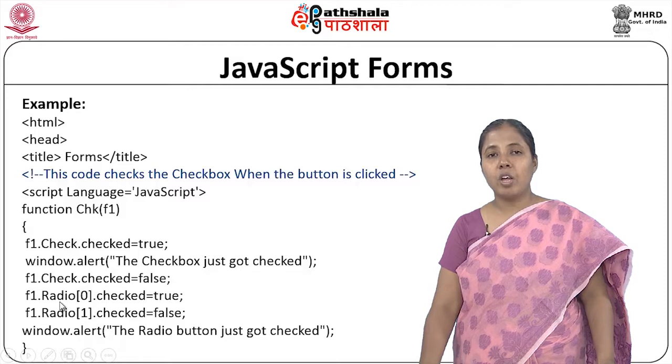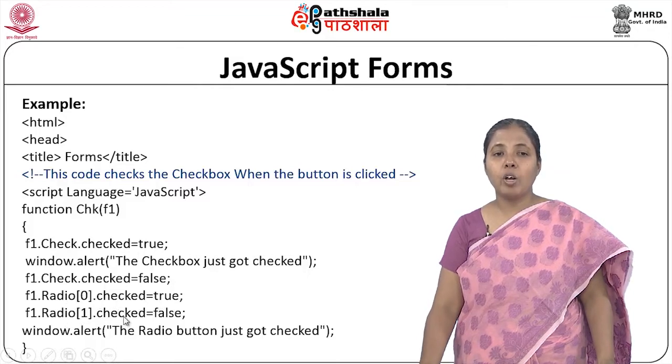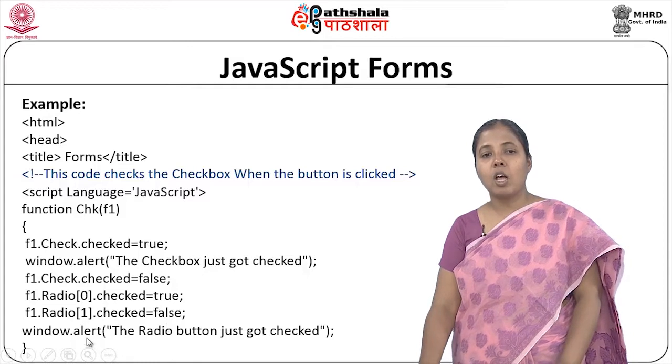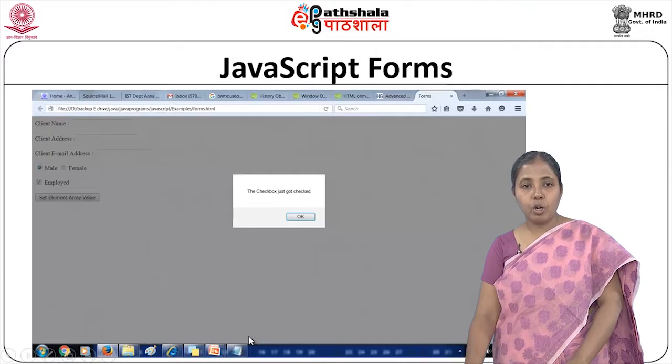And then we change the radio button. There are two radio buttons, and it forms an array. Radio of 0 has its checked property as true, and radio of 1 has its checked property as false, and you get an alert message, the radio button just got checked. So you can see your output here.